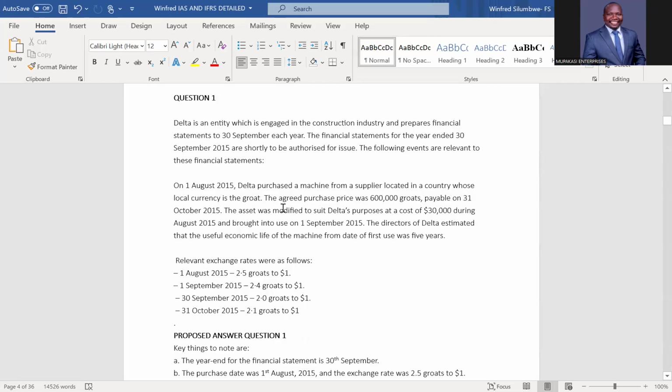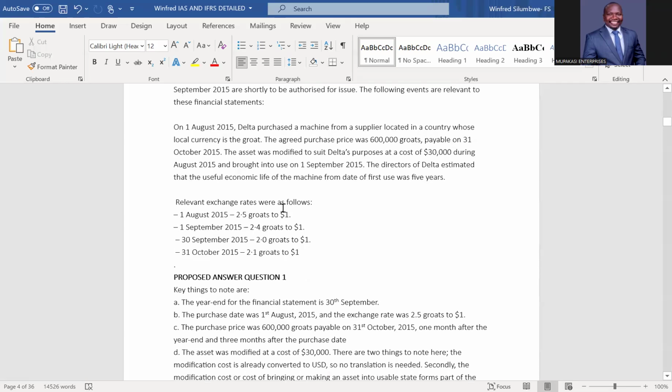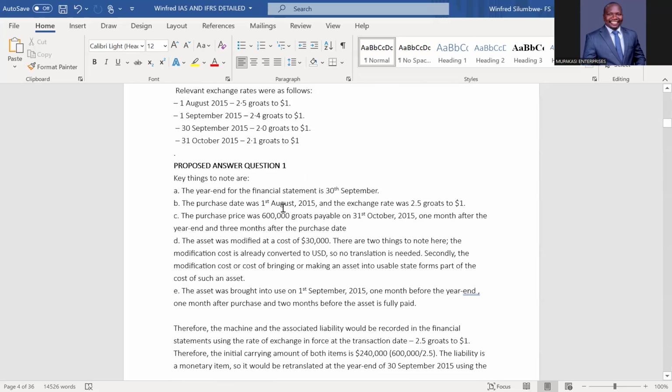And then also, other than the purchase cost, there was a 30,000 modification fee, which forms part of the cost of an asset as initial measurement, as dictated by IAS 16. Now, these are the rates that were applicable. So even to answer this question, there are a number of things that you must always note. The date an asset is brought into use is only important for the purpose of starting the depreciation. You only begin to depreciate the asset on the date it was put into use.